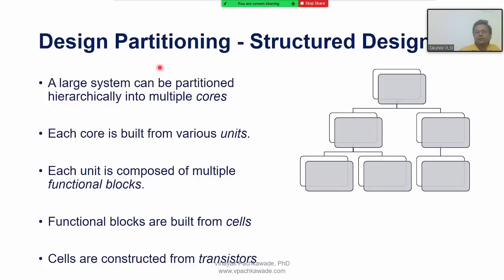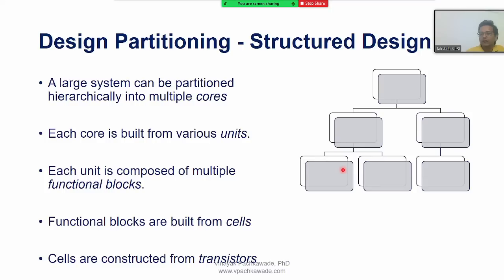So the second part in design partitioning, when the system on chip is partitioned: the first part, as I explained, was abstraction, and the second part is called structured design. So what we understand is there is always a hierarchy. Let's say system on chip is a large system that got partitioned hierarchically into multiple cores. Multiple cores means it got partitioned into, okay, there is a processor here, there is a memory here.